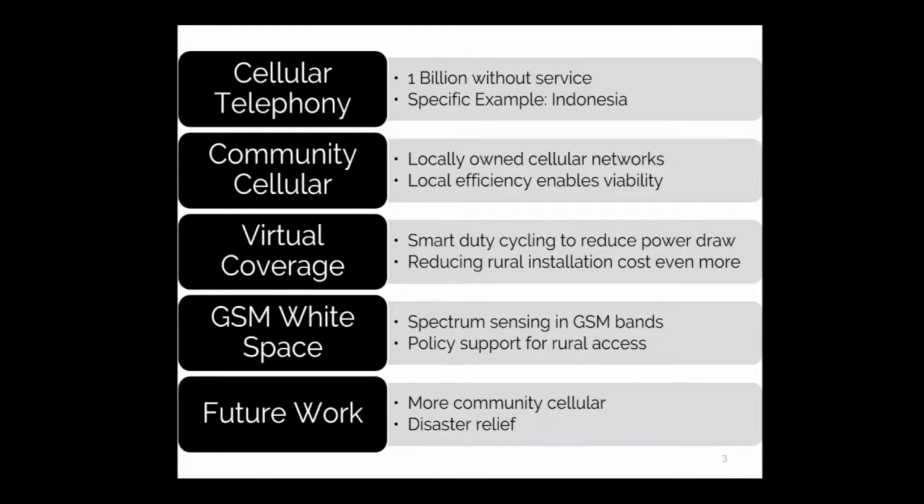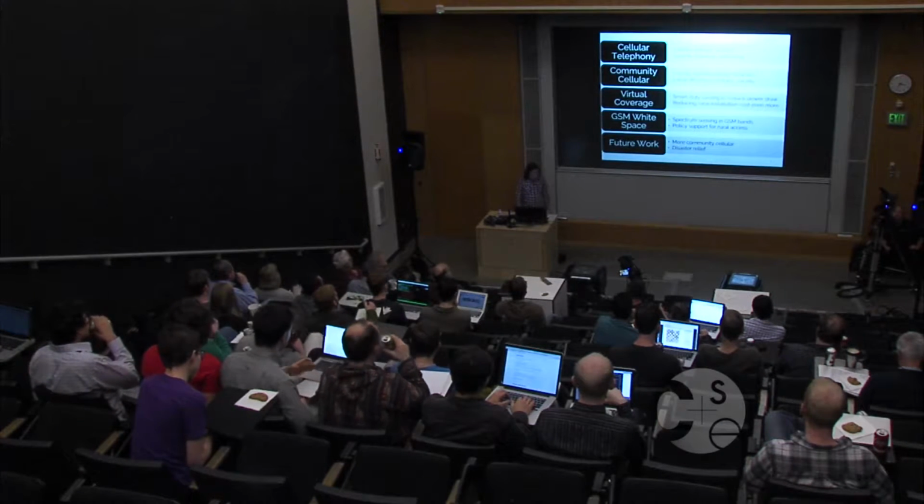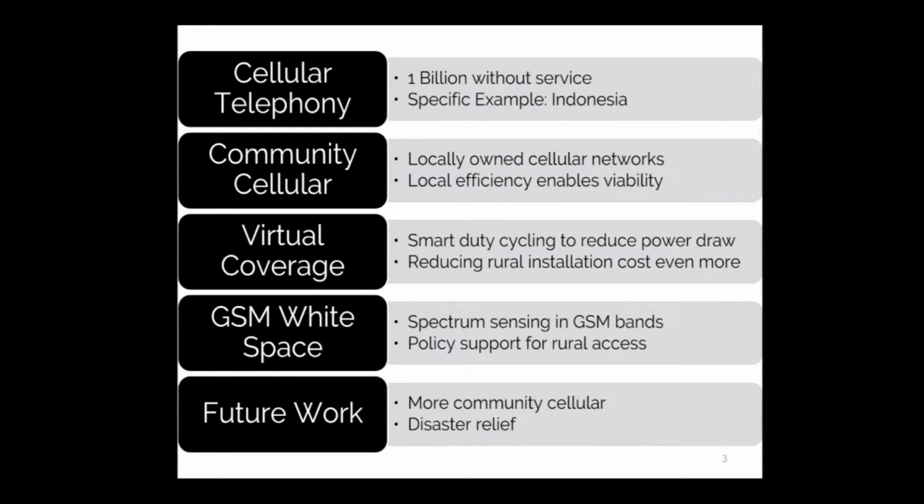So the structure of this talk is that we're first going to talk about cellular telephones broadly and the problems of cellular access throughout the world. It turns out there's around 1 billion people who don't have cell phone coverage, and that's what we're trying to address. Next, I talk about community cellular. This is our answer to the question of rural access. It's basically locally owned cell phone networks.